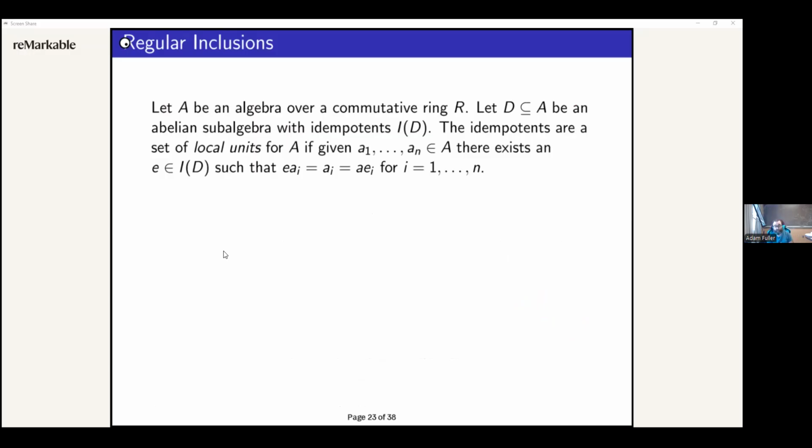Okay, so now I want to define the types of inclusion, the analogs of a Cartan inclusion in this setting. For that, we need just a couple of properties. If I have an algebra A over a ring and I have an abelian subalgebra D with idempotents, we say the idempotents are local units if for any finite subset of A, there's an idempotent which acts like a unit for that subset. This is analogous to having a shared identity or a shared approximate unit.